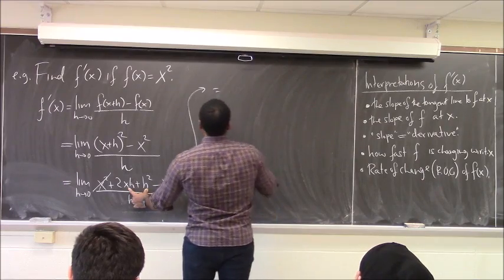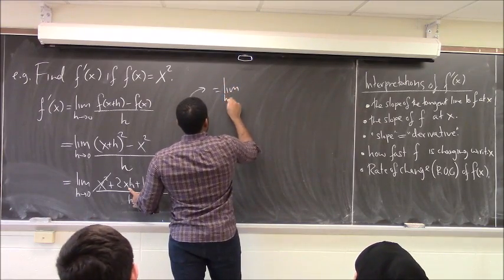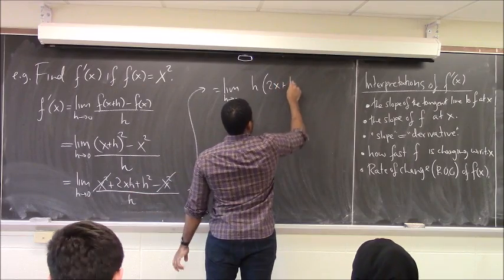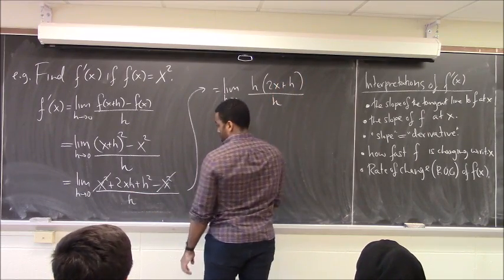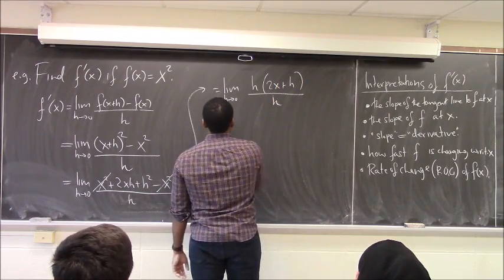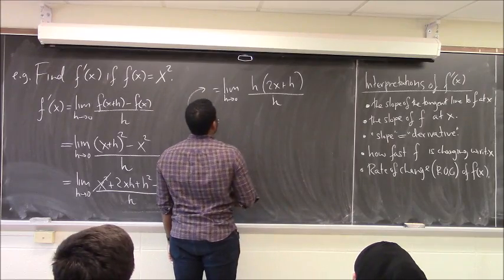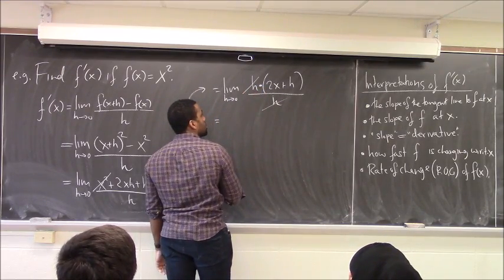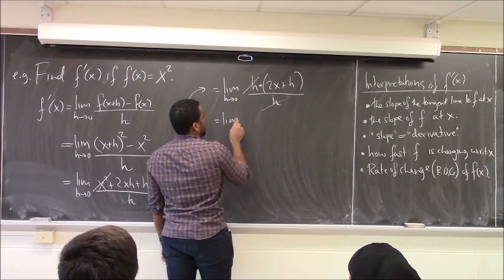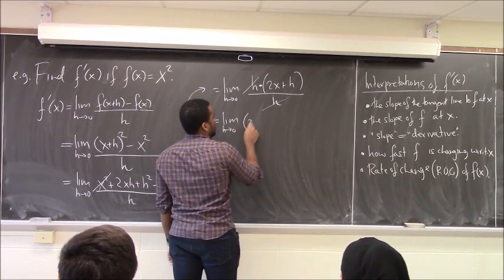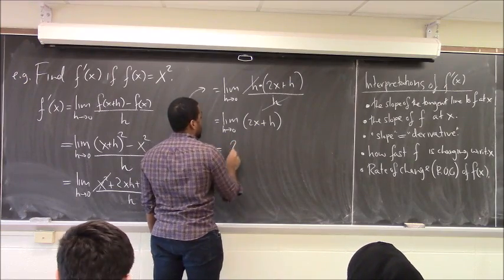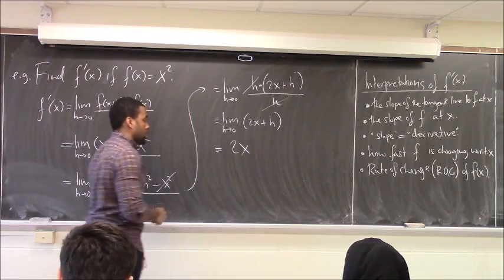H is a common factor, so you can factor it out. We'll be left with 2x plus h. Now what? Cancel h. We can cancel the h because there's a multiplication separating the terms. So I end up with the limit as h approaches 0 of 2x plus h. And what's that limit? Now that's just 2x, because I'm allowed to plug in h equals 0.